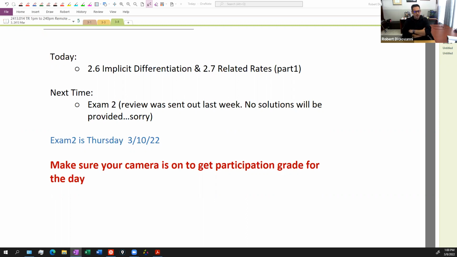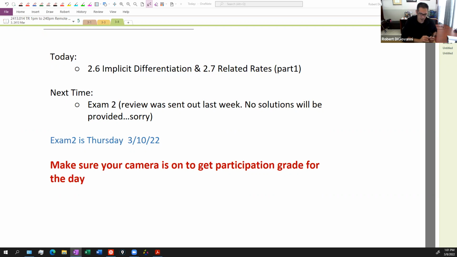Today we are going to do a little more implicit differentiation. We're going to start 2.7 related rates. Pretty much everything that's on the exam, which is on Thursday, we've already covered. So the stuff from today will not be included on the exam.